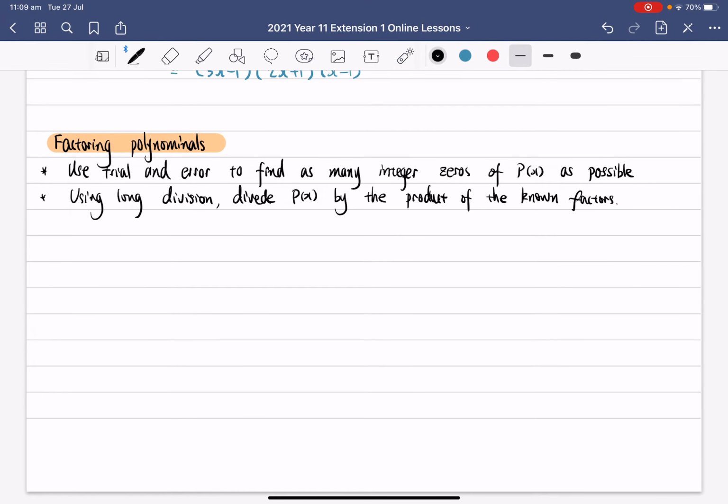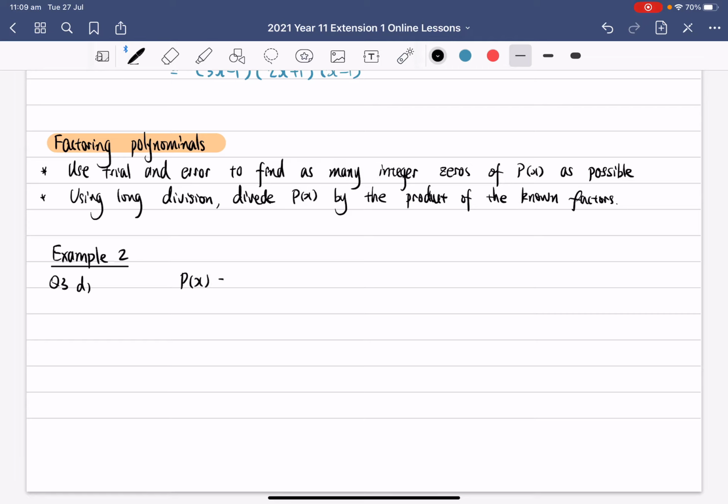All right, so I would like to try a question from the exercise. Example 2. Okay, all right, so example 2, I'm just going to do questions where it says use try and error. It's going to be question 3. It says using try and error to find as many integers as possible, and then using long division to factorize the p(x). So I'll do this exercise, this question 3D, the last one.